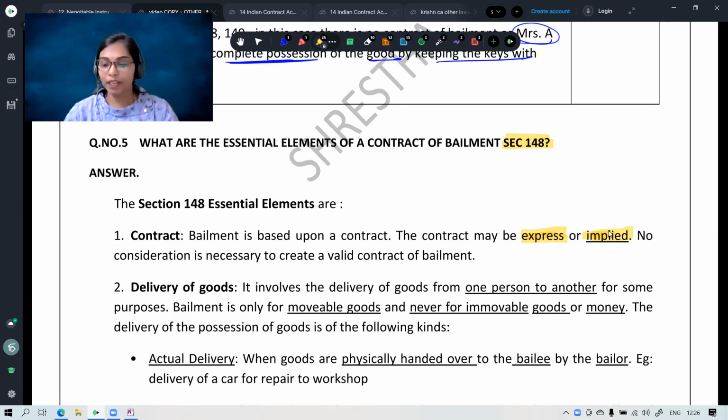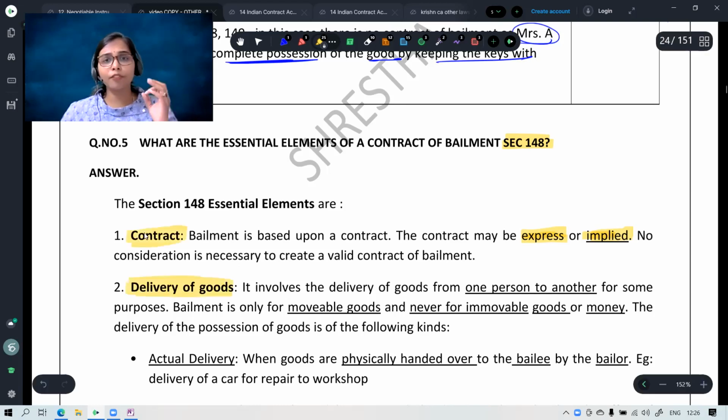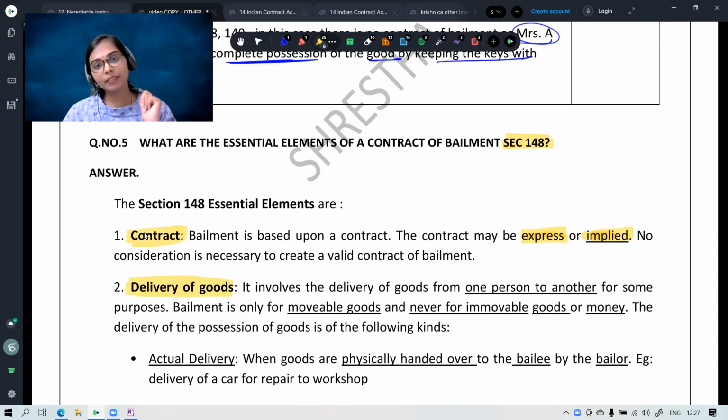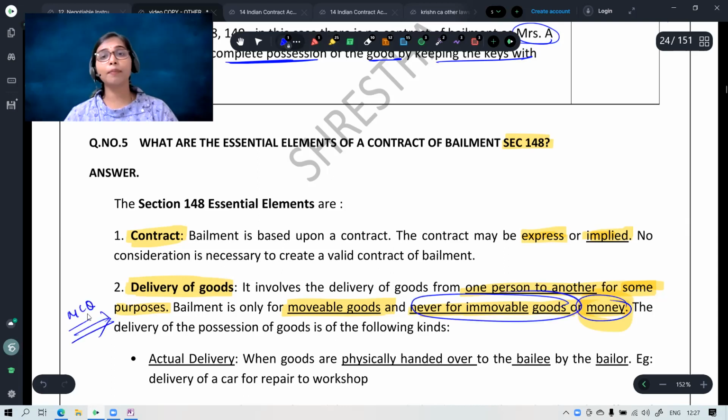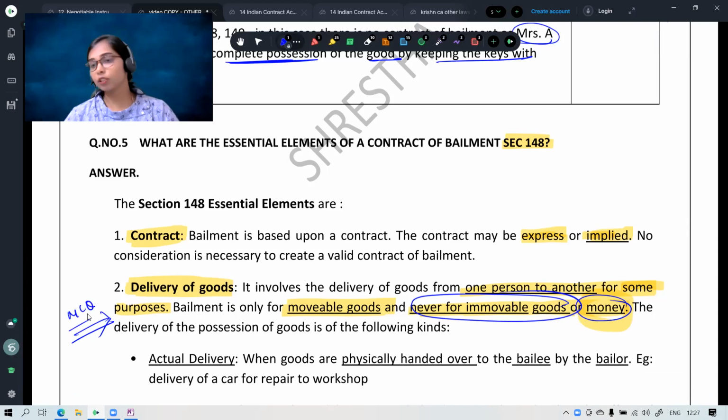Next, very necessary is delivery of goods. If you don't deliver the goods, there will never be a bailment. It involves the delivery of goods from one person to another for some purpose. Bailment is only for movable goods and never for immovable goods or money. Remember this, it may be an MCQ: can bailment be used for immovable goods, yes or no? True or false can also be asked. Bailment can be used only for movable goods, not for immovable items or money.